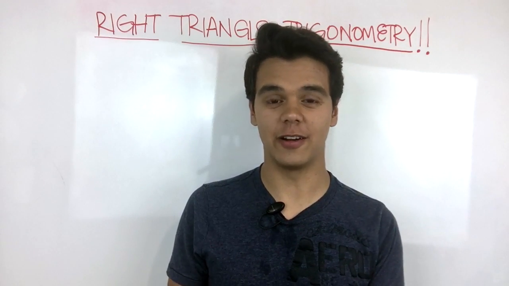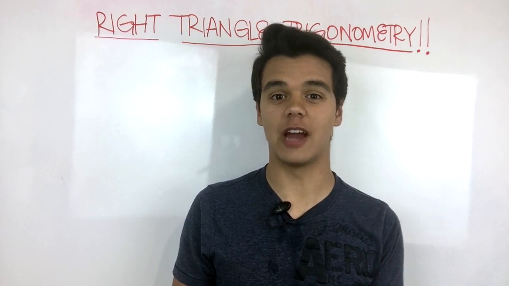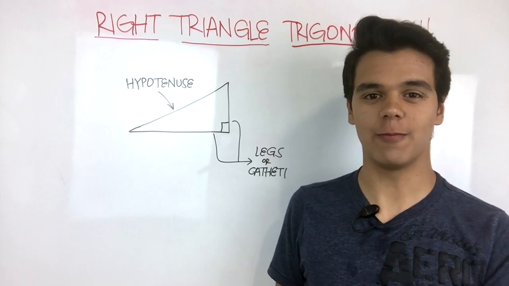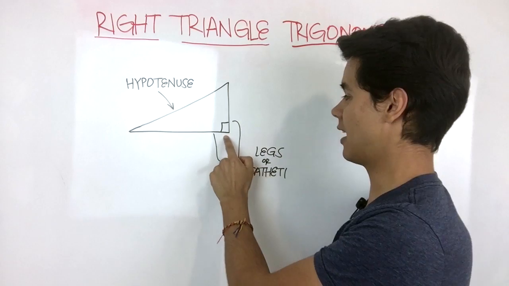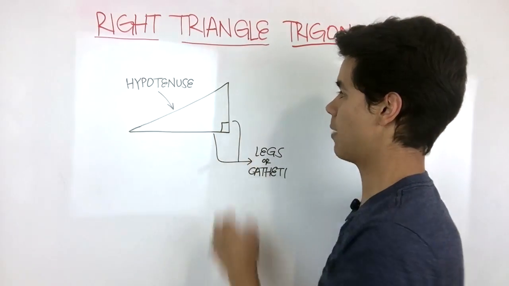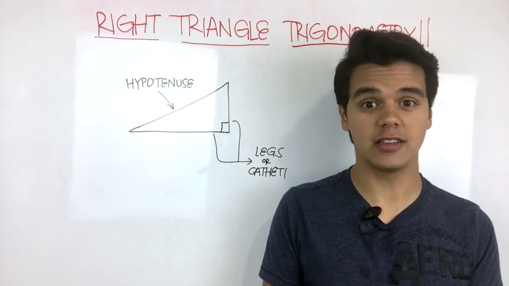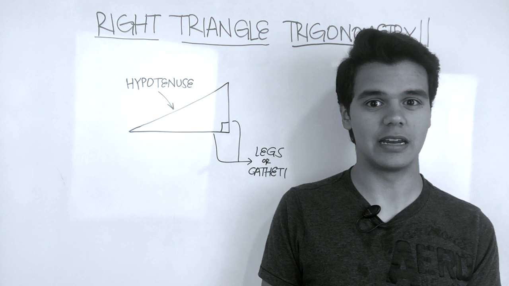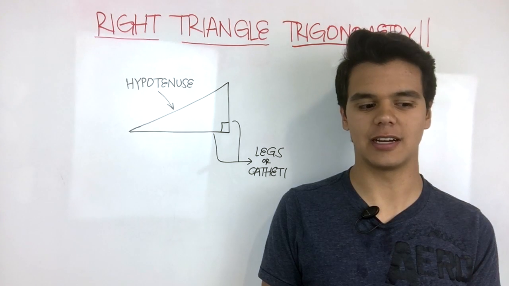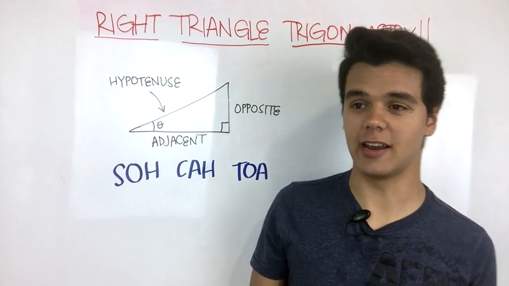Okay, just to make it clear, a right triangle is just a triangle that has one angle equal to 90 degrees. This one, for example, is a right triangle. It has a 90 degree angle, and the side opposite to that angle is called the hypotenuse, and the other two sides are called the legs. And if you want to go fancy, you call them catheti.